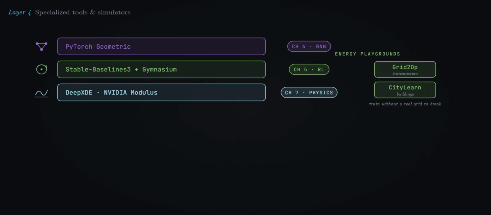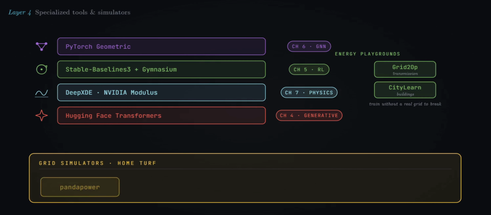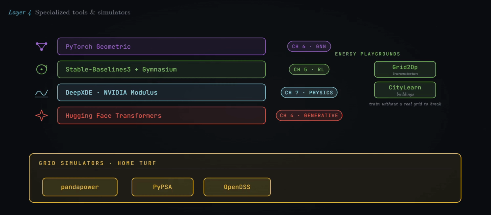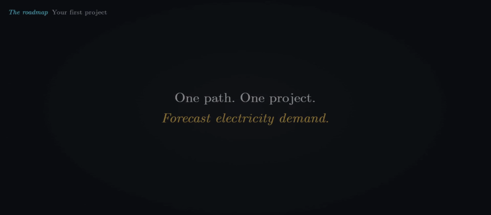Physics-informed models from chapter 7, DeepXDE. And underneath all of it sits a category every power engineer should know: the open source grid simulators, pandapower, PyPSA, OpenDSS. Model a real network, run a power flow, generate the very data your models learn from. For an electrical engineer, this is home turf. This is your edge. That is a lot of names, so let me collapse the whole thing into one plan.